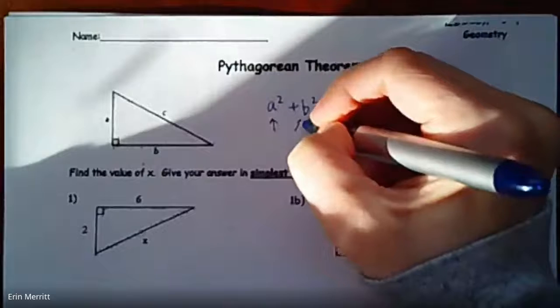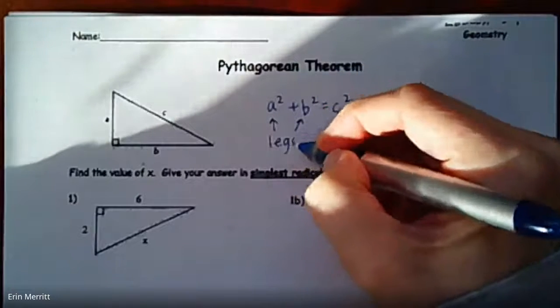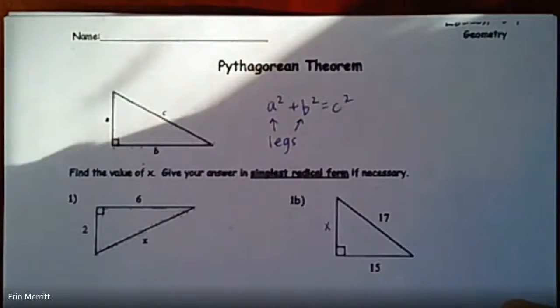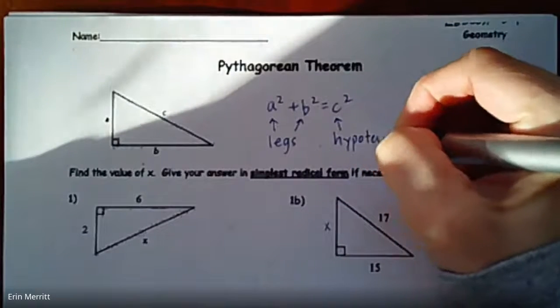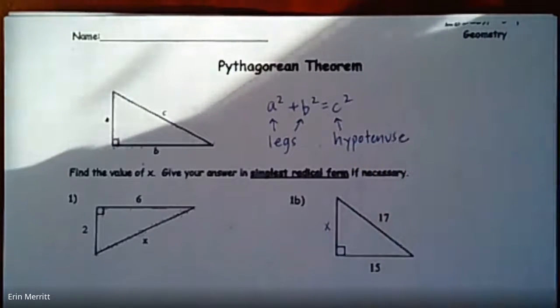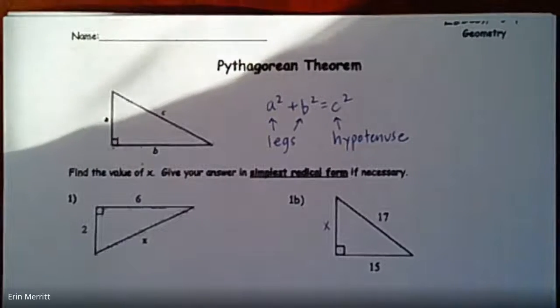The important thing to know here: a and b have to be the legs of the right triangle, so the perpendicular parts, and then c has to be the hypotenuse for this to work. All right, so let's get started.